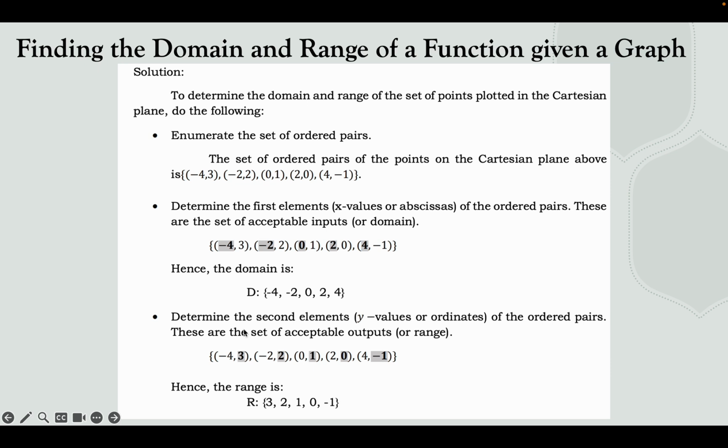And then when you identify the y values or the ordinates, we need to determine the second elements of your ordered pairs. That is the set of all acceptable outputs, or the range of our given ordered pairs, which is {3, 2, 1, 0, -1}. So the domain is {-4, -2, 0, 2, 4}, and the range is {3, 2, 1, 0, -1}.